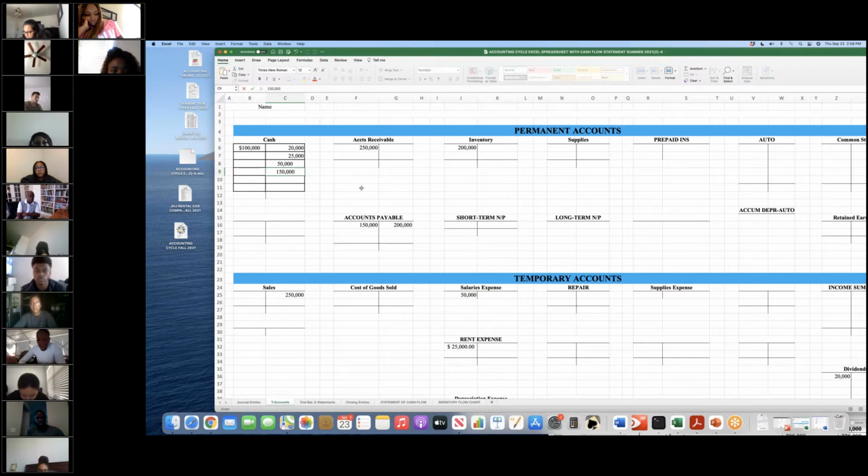So we make the journal entry, then we post the debits and credits, because our goal is, after all these transactions, how much cash do we have? So that's our goal to determine that, plus the amount in all of the other accounts.